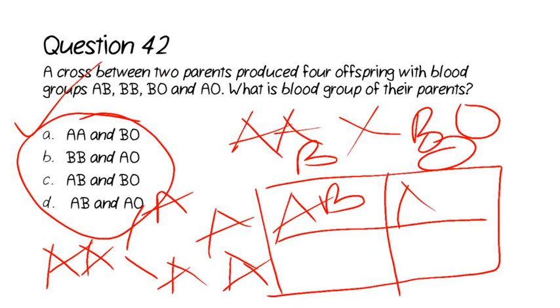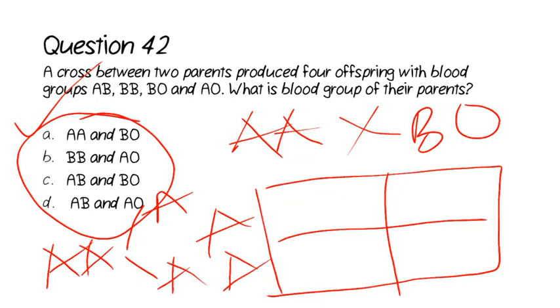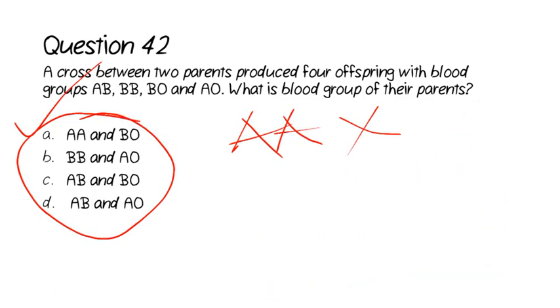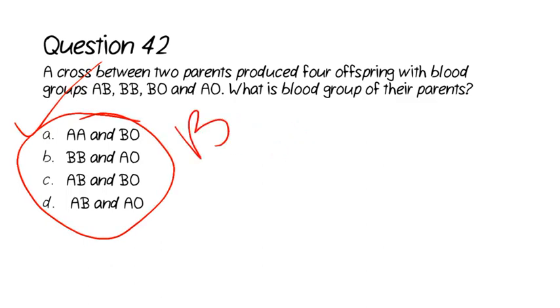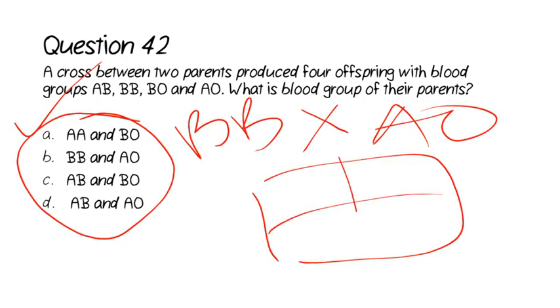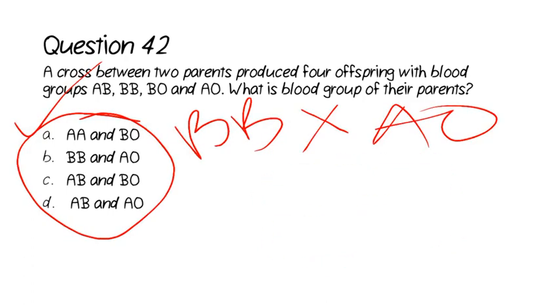I'm undoing the annotations. Then I'll try to cross option B, where we have BB and AO. BB being crossed with AO. Do the Punnett square. Undo it. I'll bring it down a little. Do the Punnett square here.